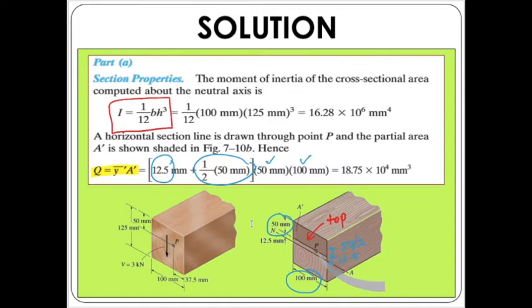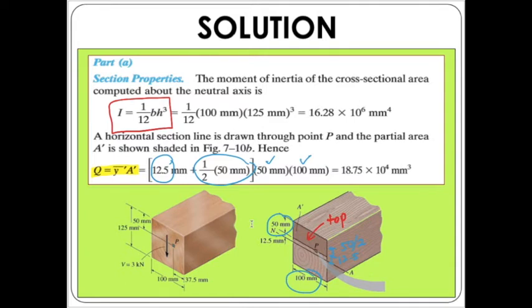So therefore, Q that we are considering here is 18.75 times 10 to the power of 4 millimeter to the power of 3, or millimeter cube, right? So you can either use the Q from the top part, or you can also calculate using the area from the bottom part. Provided you are considering the bottom part, the y bar must also be from the bottom part, right?